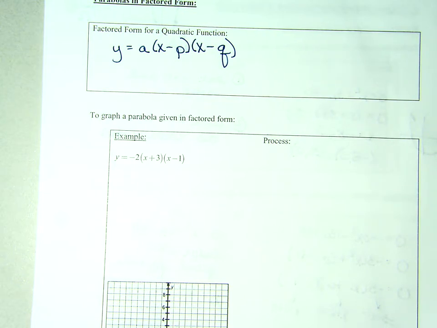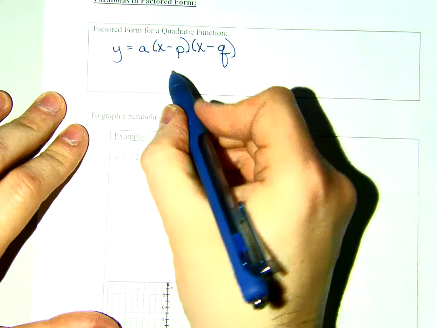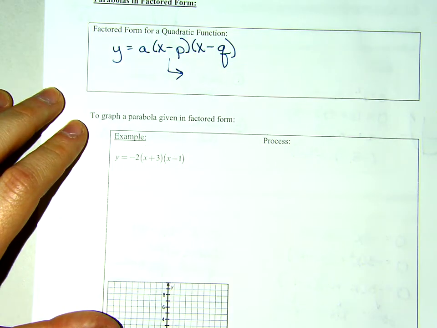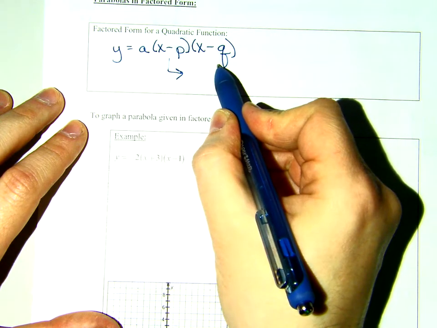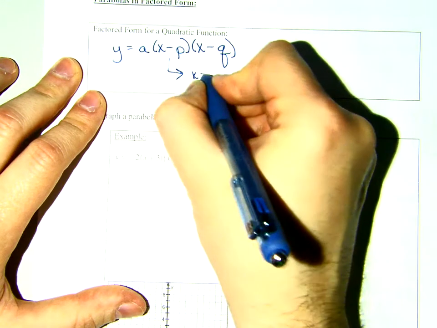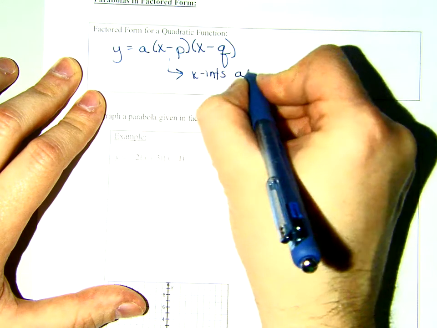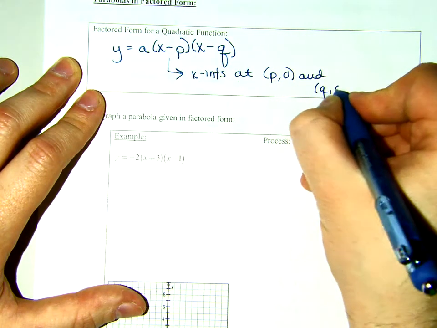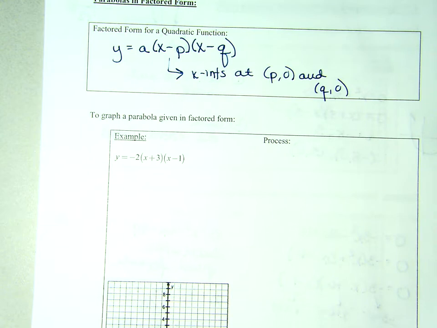The point is, if it's factored, it is very, very easy for us to find the x-intercepts, because we just set the factors equal to 0. If one of the factors is x minus p, what's one of the x-intercepts? p, or p comma 0. And the other one would be q comma 0. We have x-intercepts at p comma 0 and q comma 0. The advantage to this factored form is it makes it very easy for us to find the x-intercepts.